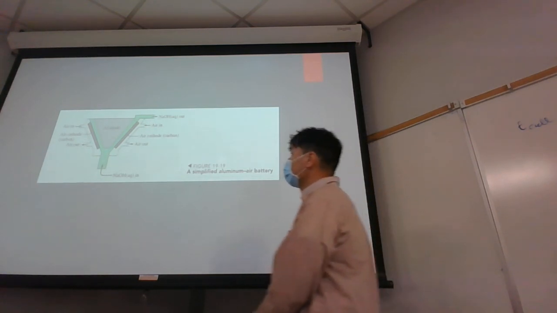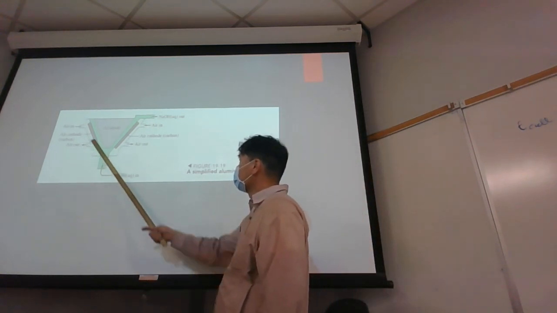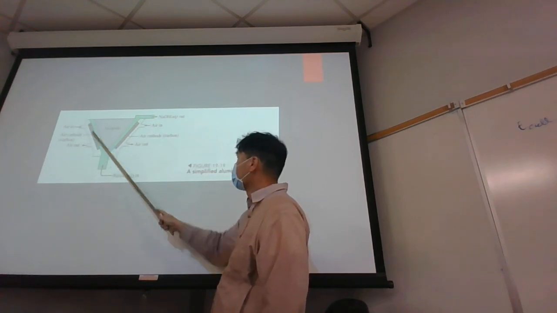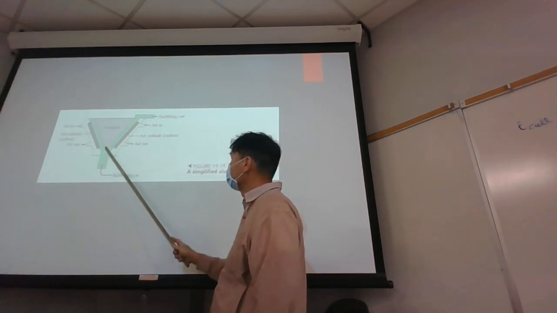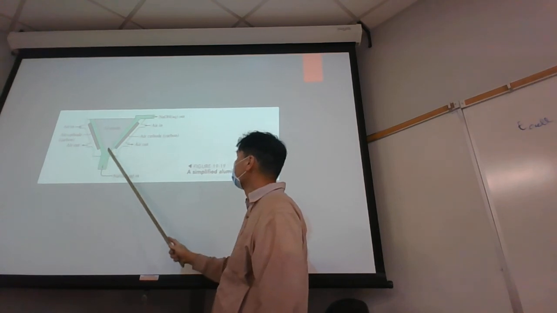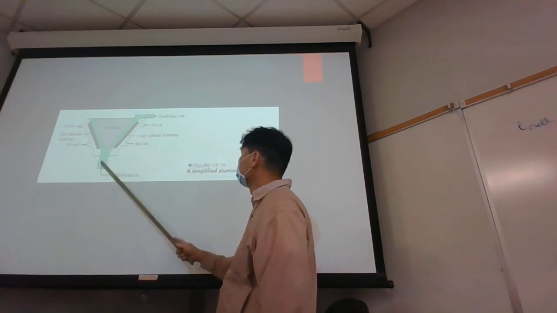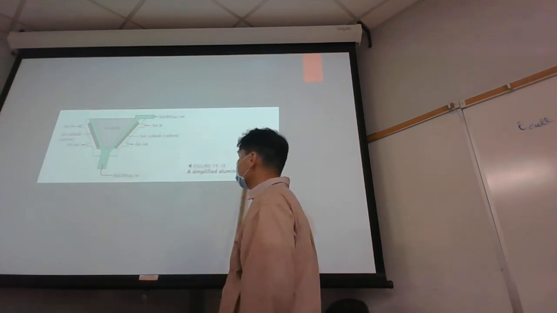This is the aluminum air battery. Air is a great oxidizer. So air comes in, there's the cathode, and we have an aluminum anode. The electrolyte here would be sodium hydroxide. So this would be an aluminum air battery.